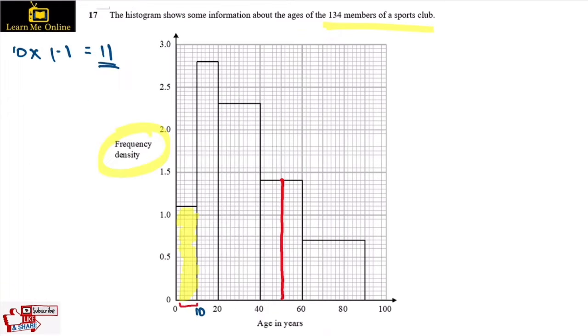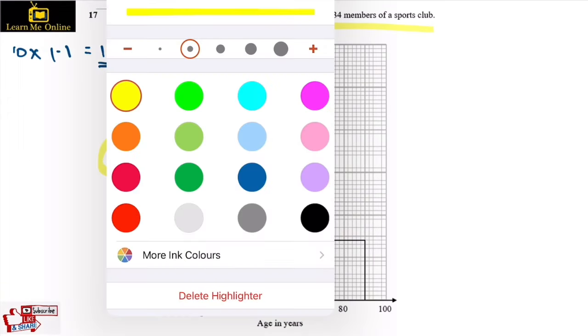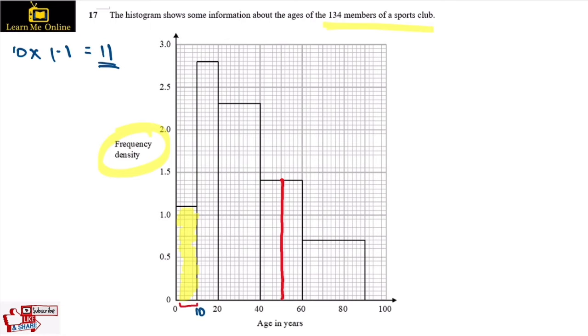Now we have the next one. How many people does this bar represent? We're going to find it out by finding the area of it. For the second one, the width is 10 because this difference is 10, and base times height. The height is 2.8, so 10 times 2.8, and that represents 28.